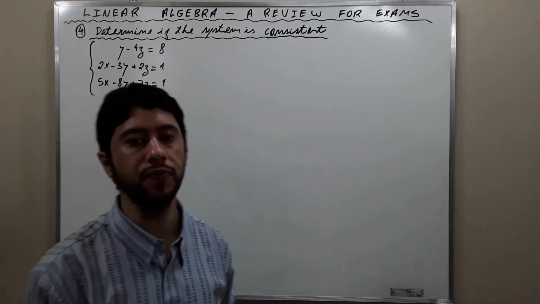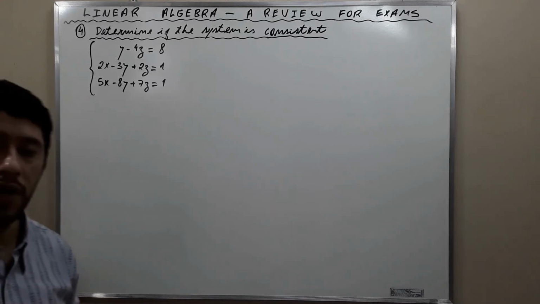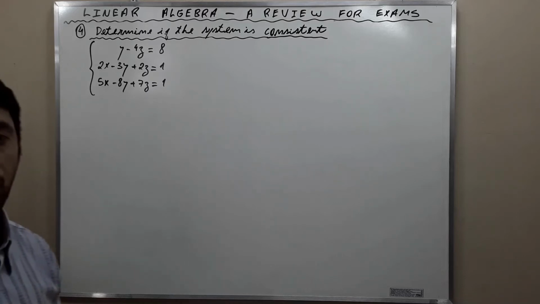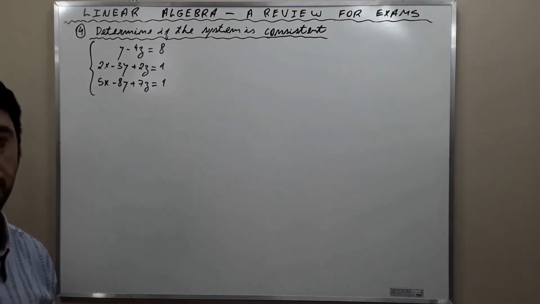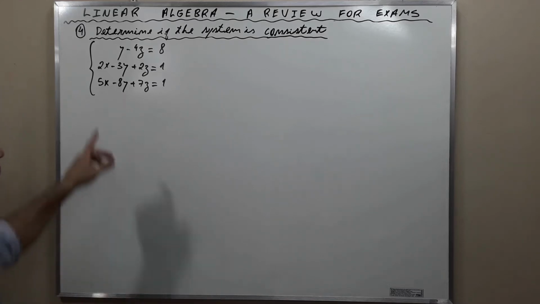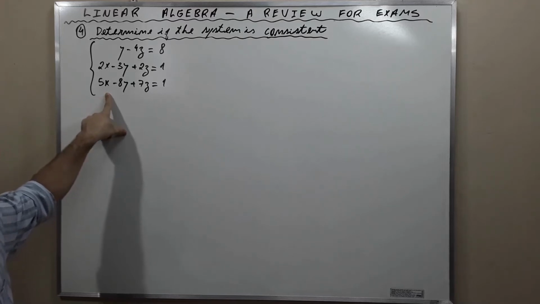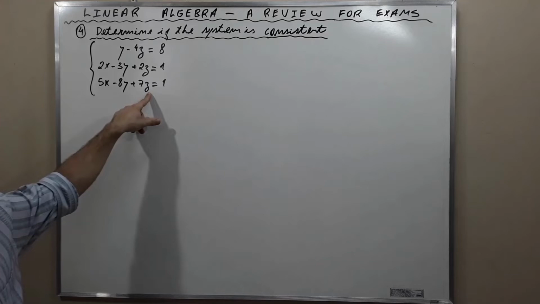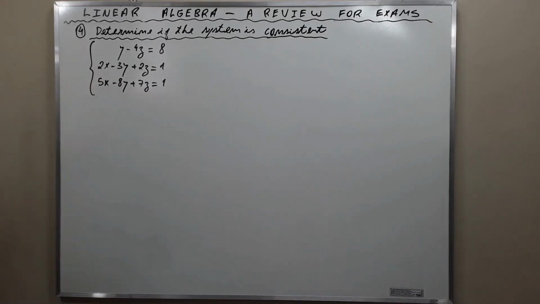Topic number 4, determine if the system is consistent. And what does it mean for a system to be consistent? A consistent system has at least one solution. What does it mean? It means that there is at least one triplet of values x, y, and z that satisfies simultaneously these 3 equations.